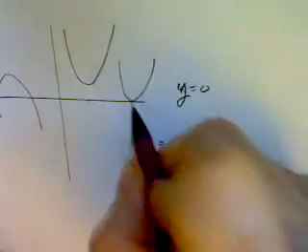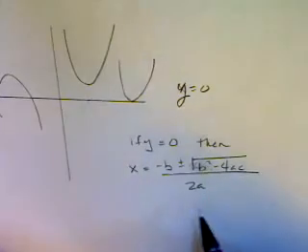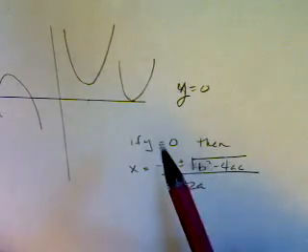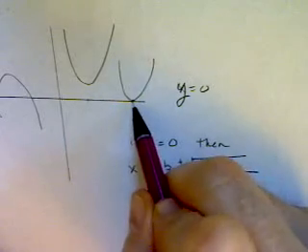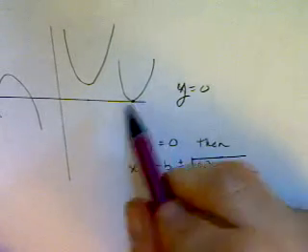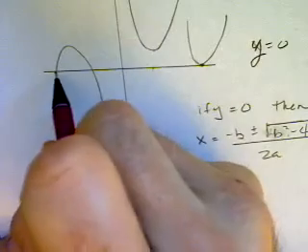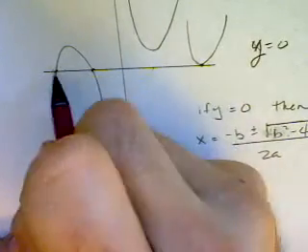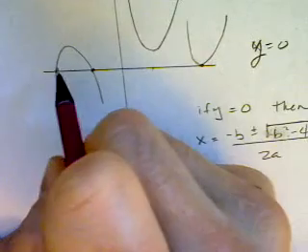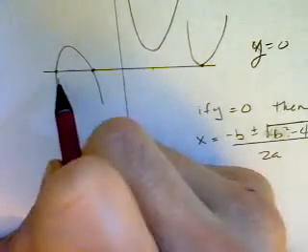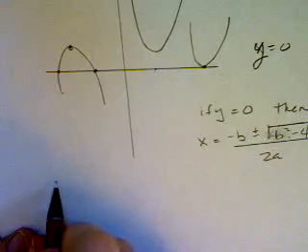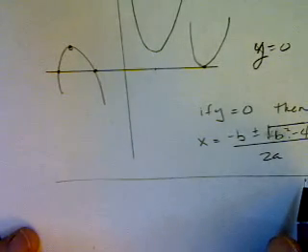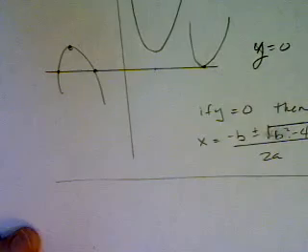If you only get one real solution, then this is a situation where just the vertex is touching the x-axis. And if you get two solutions, the parabola is going to cross your axis twice. So that's everything you're going to need to know about a parabola.